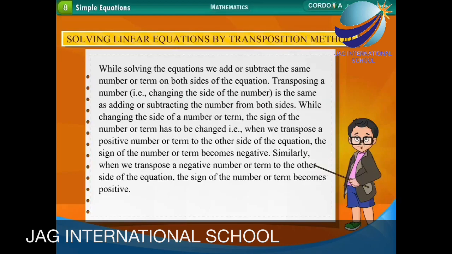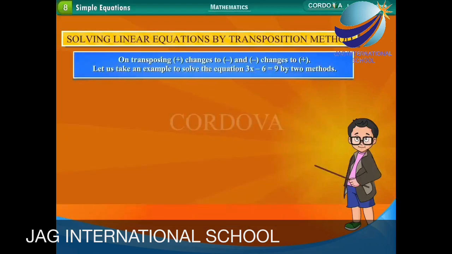to be changed. That is, when we transpose a positive number or term to the other side of the equation, the sign of the number or term becomes negative. Similarly, when we transpose a negative number or term to the other side of the equation, the sign of the number or term becomes positive. On transposing, positive changes to negative and negative changes to positive.